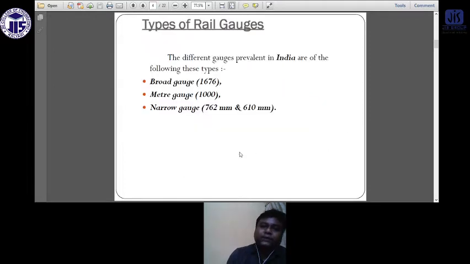Now, what are the various types of rail gauges? Rail gauges are basically broad gauge, meter gauge, and narrow gauge. The width of the broad gauge is 1.676 meter. The meter gauge you can understand from the name itself: meter gauge means it is 1 meter, and narrow gauge means 0.762 meter or 0.610 meter. These are some classifications of the rail gauges in the Indian scenario.